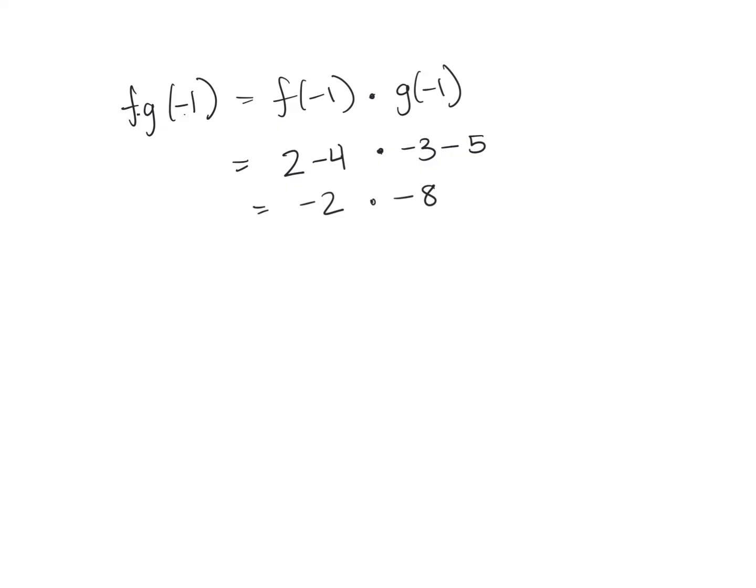Oh shoot. Look above at the f. I have 2x squared minus 4 for the f of x. Okay, now I remember. So if I put a negative 1 in here, negative 1 squared is just 1. So 2 minus 4 equals f of negative 1. All right, so this is going to be 16.